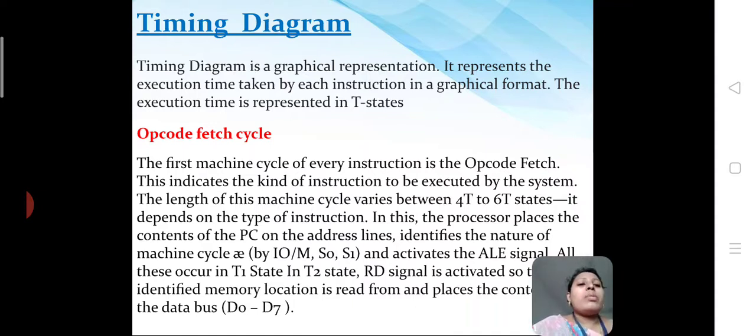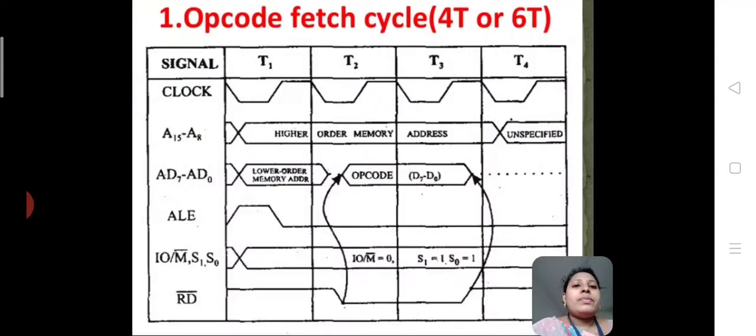So now let's see one by one how each T state will perform. First we see the opcode fetch. In total we have 4 T states, which we already discussed. First one, the clock: the clock has 4 T states. Next, A8 to A15: the program counter holds the address.